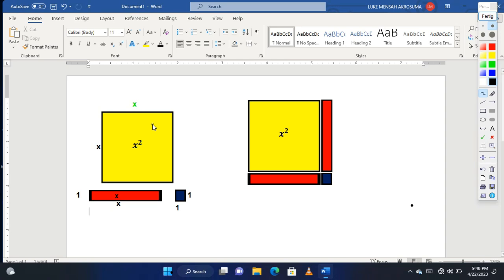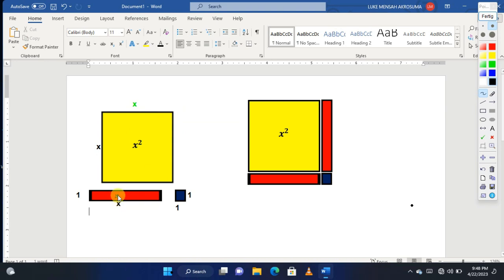Now to do so, we have to look at what the algebra tiles are made of. They are made of three pieces of tiles, a sample of which we have on the screen here. The one in yellow or gold is called the x squared tile. The name comes from the product of the length and width, that is x and x, giving us x squared. So anytime we have a shape of this form, we call it the x squared tile.